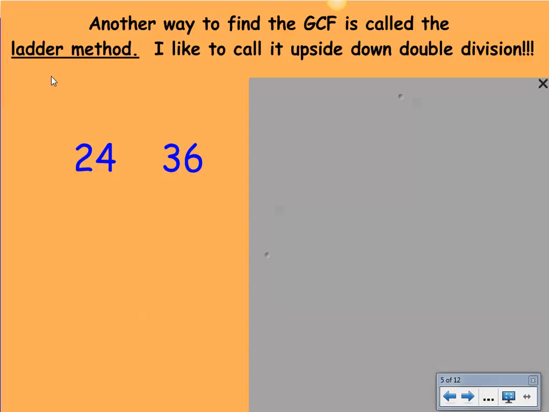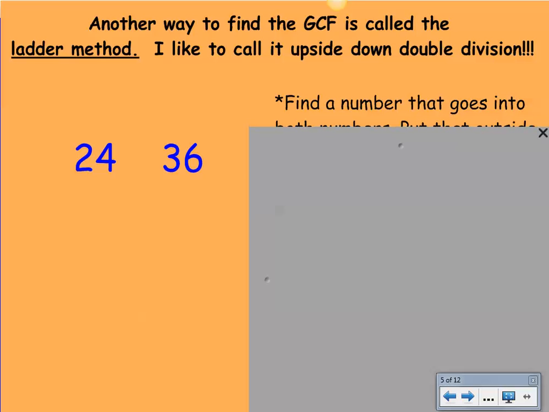So next to where it says ladder method, upside down double division, on the right hand side, let's write down the numbers 24 and 36. You'll notice I've already put typed notes in there for you of the steps to do. So let's follow along with me as I go through those steps. Step 1 says that you need to find a number that goes into both numbers, and you're going to put that number outside the house.